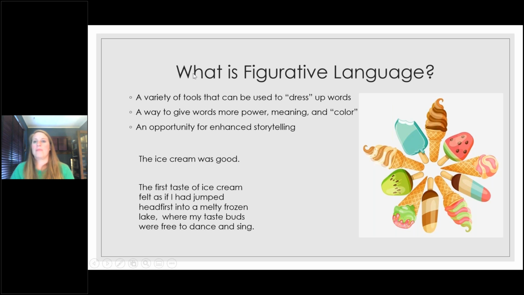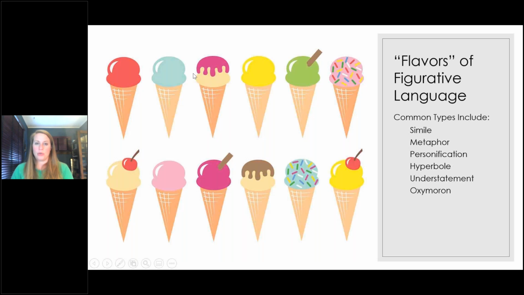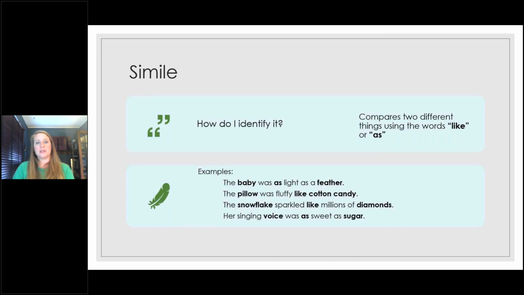So there are many flavors of figurative language or literary devices, but today we're going to review 6 different kinds. The first kind that we're going to review are called similes. So when we're reading, how do we identify similes? I kind of like to think of looking for clue words like or as. So we're going to look for 2 different things that are being compared, always using the words like or as. So let's go through some examples.